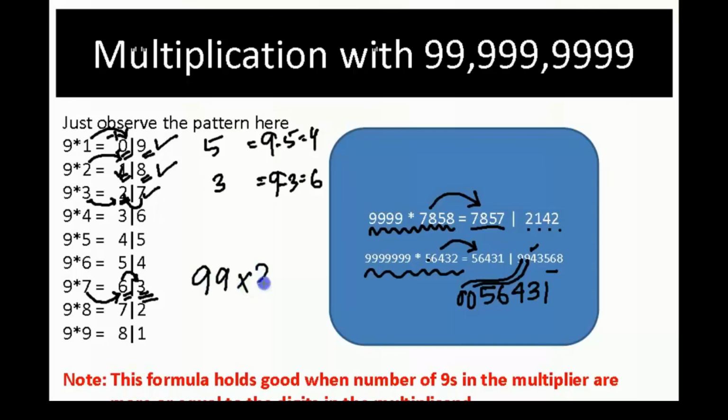So this technique has a limitation. This formula holds good when the number of 9s in the multiplier is more than or equal to the number of digits in the multiplicand. That means, in simple terms, I cannot use this formula to say how much 99 into 353 will be, because here the number of digits is 3 and the number of 9s is 2. But the other way is possible. That is the case here: we have 7 digits here and 5 digits here, which is possible. But this case is not possible.